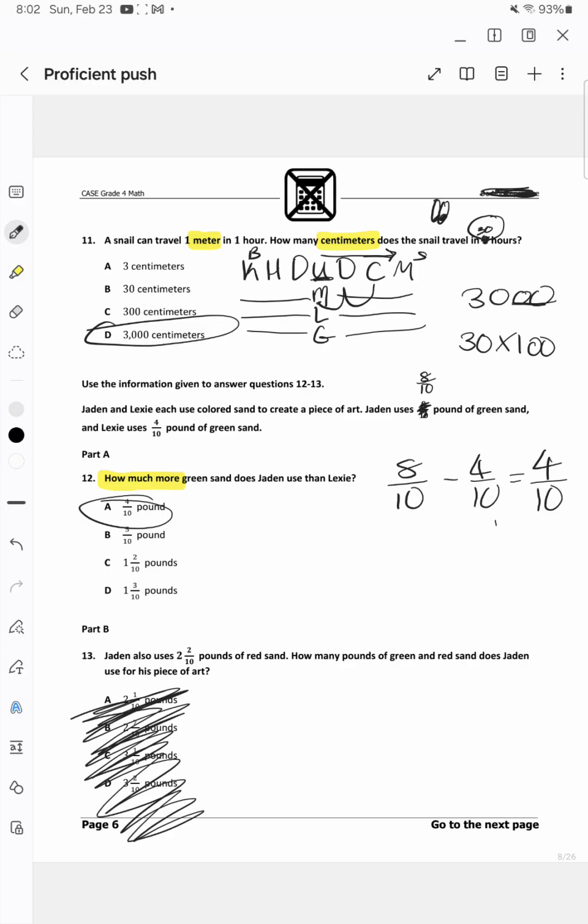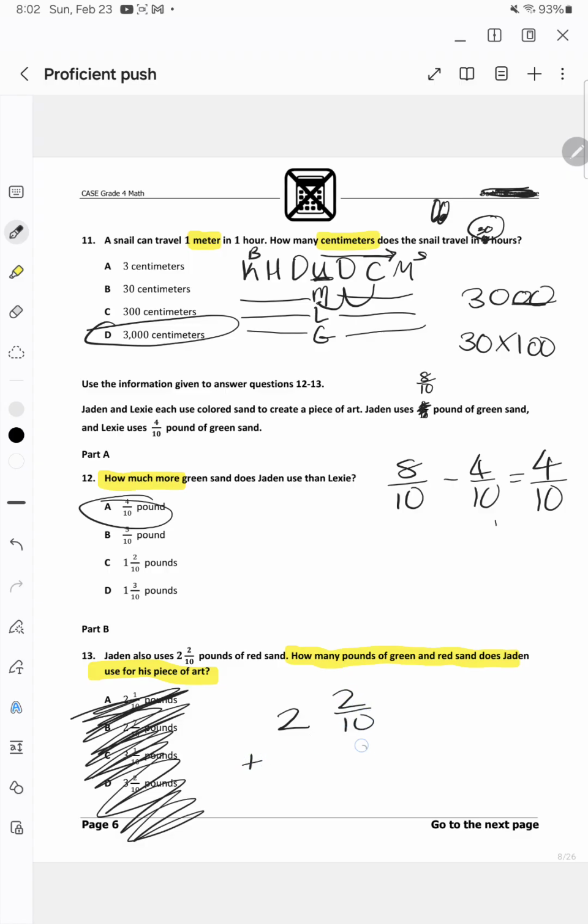Now, let's keep reading for part B. Jaden also uses 2 and 2/10 pounds of red sand. How many pounds of green and red sand does Jaden use? And when you see the word and, that means they want to put the whole thing together, combine it. So let's see.